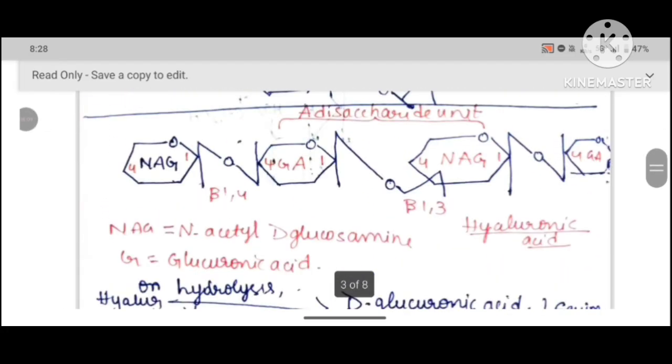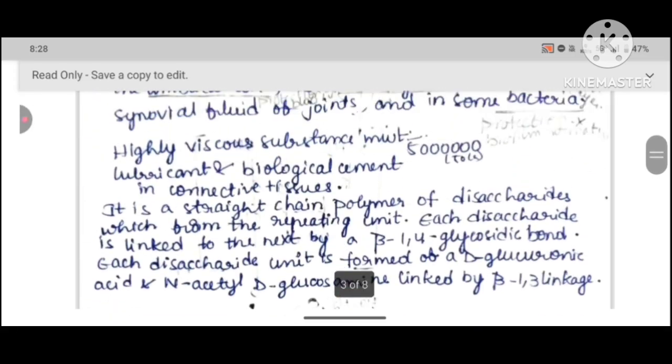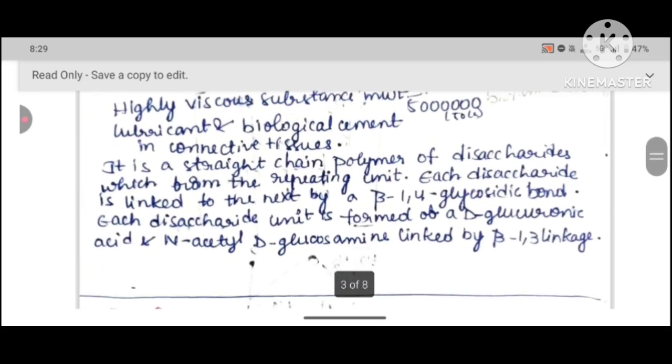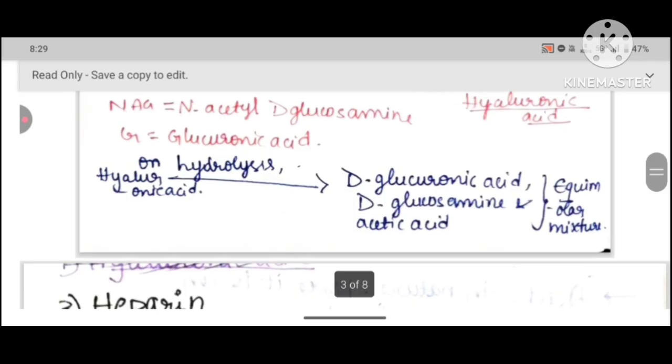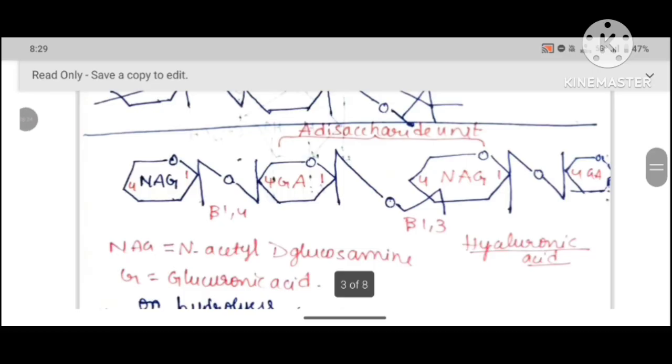So this is the structure of hyaluronic acid. It consists of beta 1,4 glycosidic linkages. Hyaluronic acid upon hydrolysis, actually this composition is in such a way that it consists of two kinds of disaccharide units: NAG and GA, glucuronic acid and N-acetyl glucosamine. It is not that the entire structure is composed of only N-acetyl D-glucosamine or glucuronic acid, right? So two disaccharide units are present, not a monosaccharide unit.